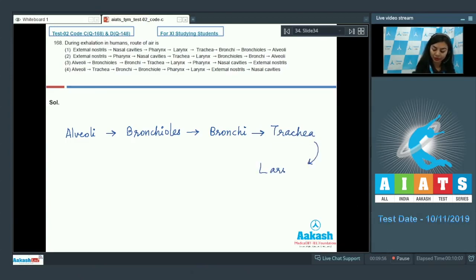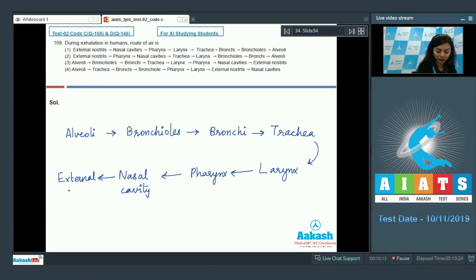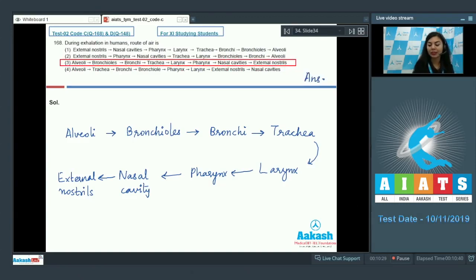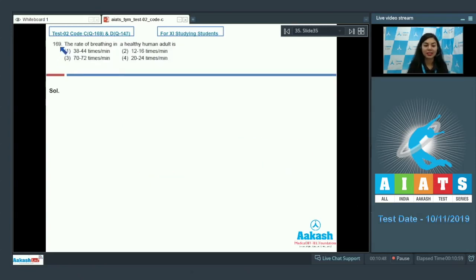then larynx, pharynx, into the nasal cavity, and lastly external nostrils, from which it goes out into the atmosphere. The correct option here would be option number 3. Answer is 3.